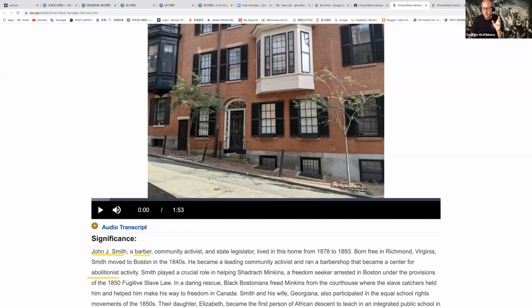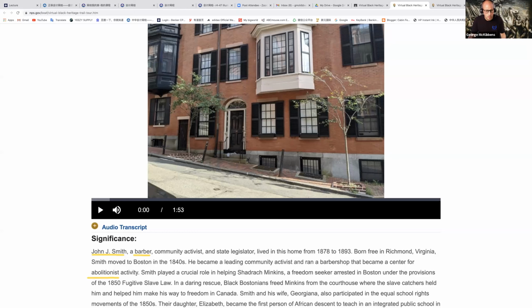Now, in African-American communities, a barber shop is traditionally a place for the community to meet and talk. So it is very important that he owned a barber shop and he was an abolitionist. A place where people sit, meet, and talk. They're not just getting their haircut and leaving. There's a lot going on in his barber shop.